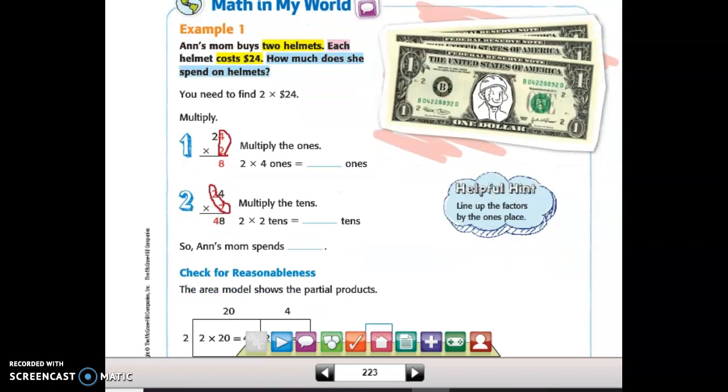So with the standard algorithm, what we're going to do is start with the ones place. So I circled the ones place. 2 times 4 is 8. 2 times 4 ones is 8 ones. And then I circled we're multiplying to the tens place. So I circled how that multiplication looks. 2 times 2 is 4 tens, so it's also 40.